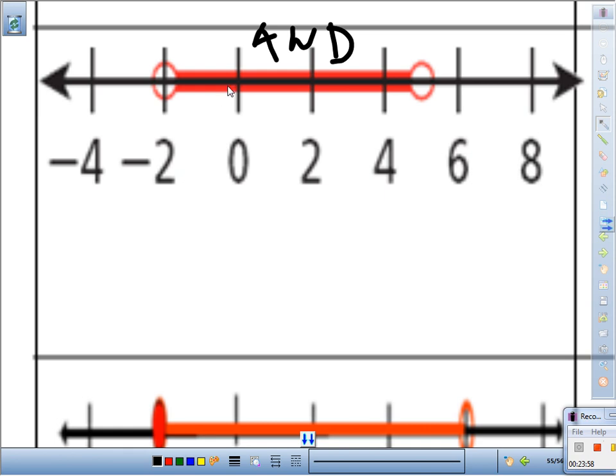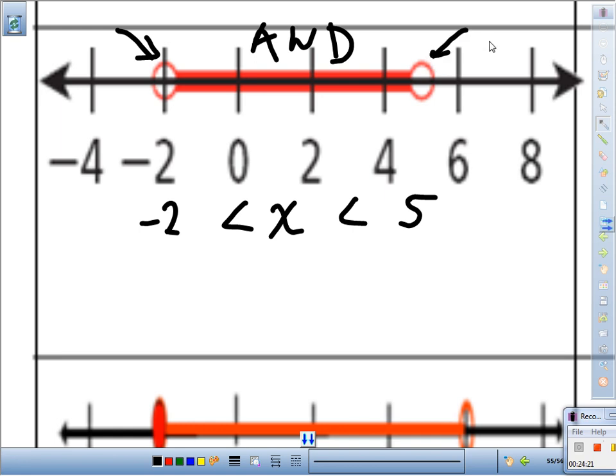Okay, so how would we write our inequality from there? What do we start with? The dividing points. What's my dividing point on this side? -2. What's the dividing point on this side? 5. What goes in between? X, and always arrows to the left. Do we need to put equal signs? No, because these points are open, so we don't put an equal sign on either.